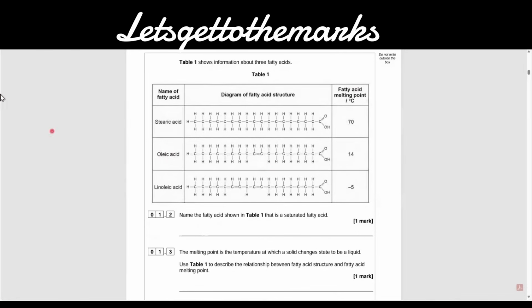Name the fatty acid that is a saturated fatty acid. So what we want to do is look for any double bonds, because if you've got a double bond, you're unsaturated. Now there's one here, so that's mono, and this one has two, so it's polyunsaturated. And then we can see the saturated one, the top one, stearic acid, doesn't have any carbon-carbon double bonds. So we're just going to put stearic acid. If you had to explain, you'd say it's saturated because it has no carbon-carbon double bonds.